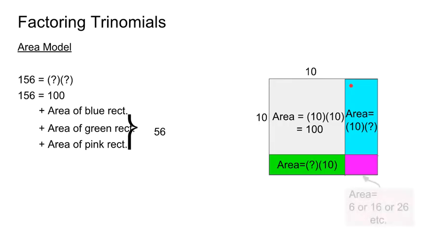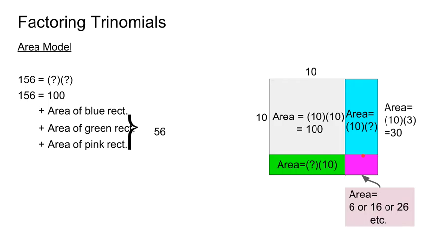What else do we know? Well, we also know the area of this pink part right here has to end in a 6, because if this part's 100, and this part is 10 times something, it's going to end in a 0. This one is something times 10, which also ends in a 0. So that means that in order to get 156, this has to end in a 6. Could be 6, 16, 26. Not sure. Let's keep going.